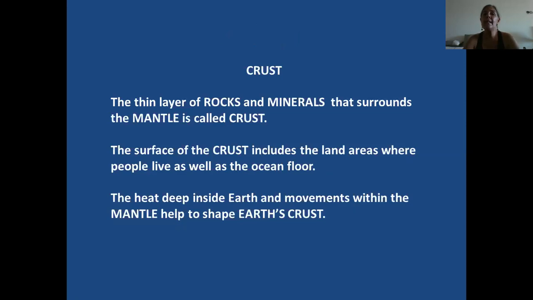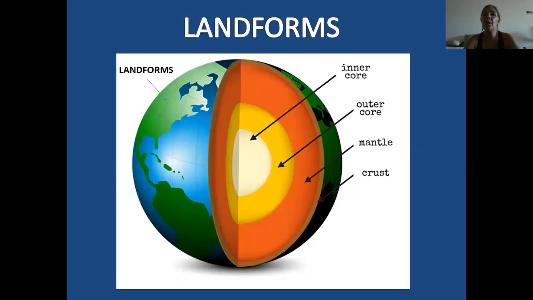The heat deep inside the Earth and the movements within the mantle help to shape the Earth's crust. So anything that is happening with the movement of that flowing material in the mantle is going to affect how the Earth's crust looks. If there are going to be mountains, volcanoes or lakes, it helps to shape the Earth's crust.